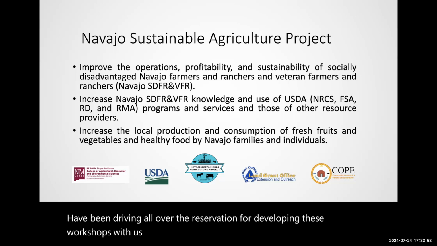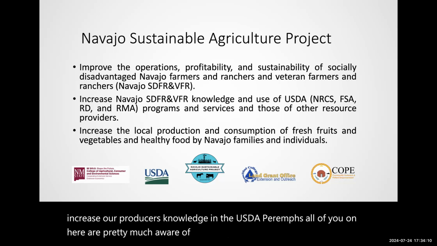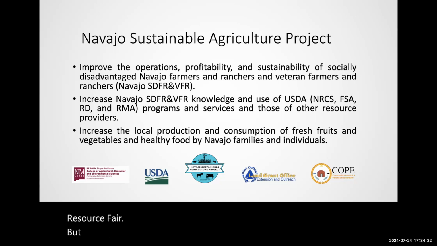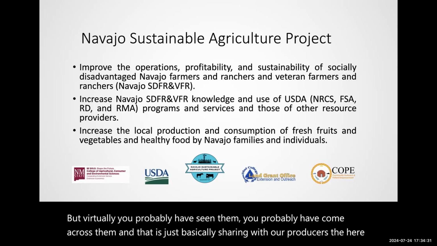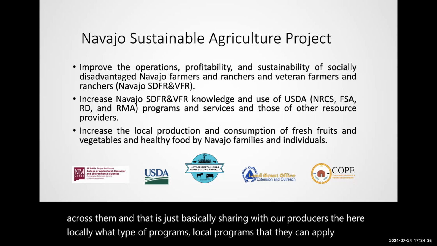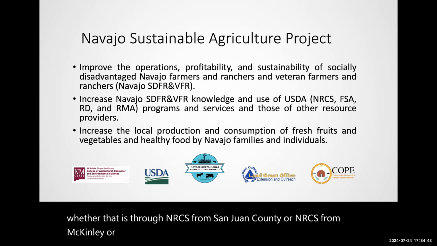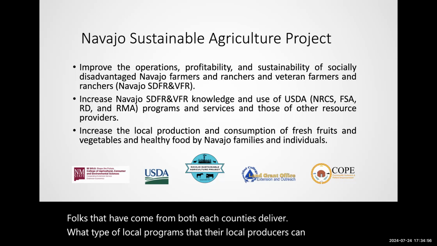Our second bullet point is obviously to increase our producers' knowledge in the USDA programs. All of you on here are pretty much aware of NRCS and FSA and Rural Development and Risk Management Agencies. So every year we do try to implement a resource fair, but virtually. You probably have seen them. That is basically sharing with our producers what type of local programs they can apply for, whether through NRCS from San Juan County or NRCS from McKinley or Cibola. We actually had folks from each county deliver what type of local programs their local producers can use, and other resource providers.